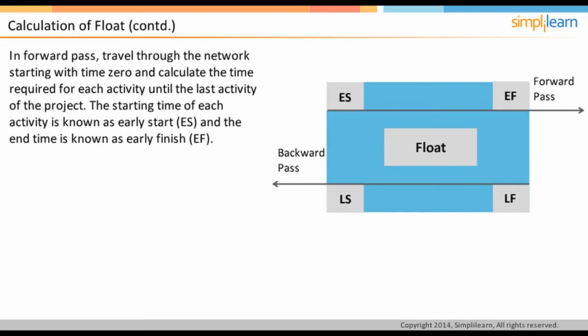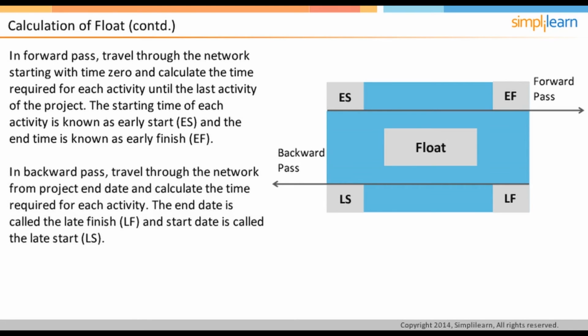In forward pass, you go through the network starting with time 0 and keep calculating the time required to complete each of the activities until you reach the last activity of the project. The starting time for each activity in this approach is called early start, and the end time for each activity is called the early finish.